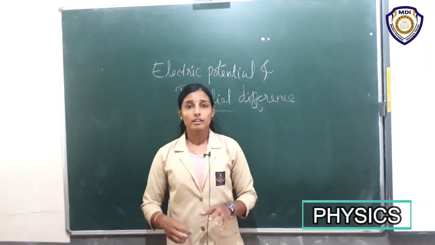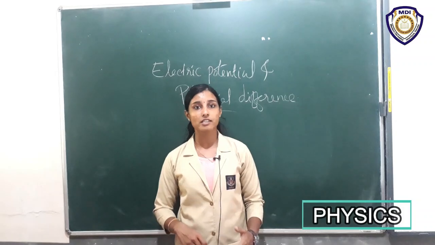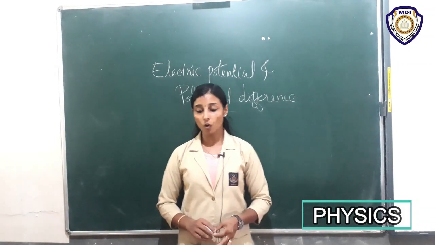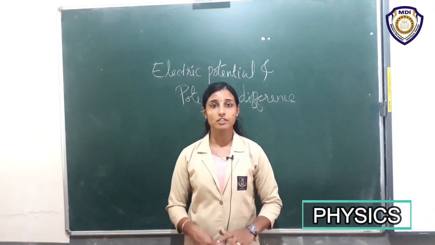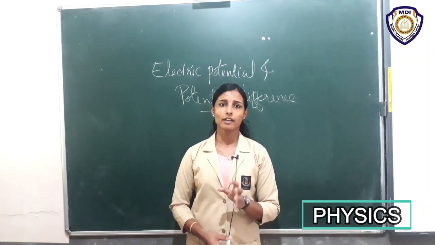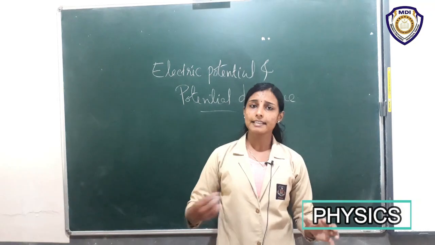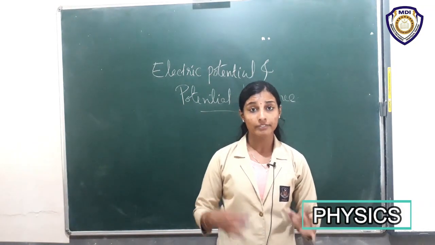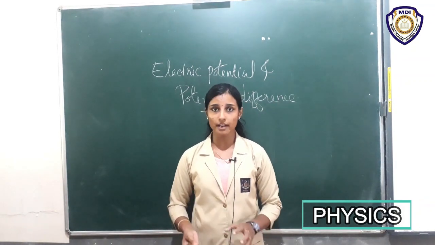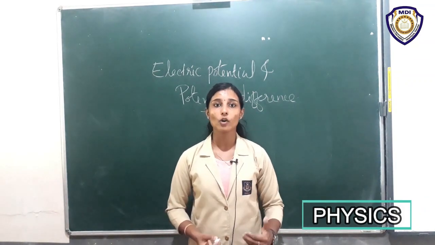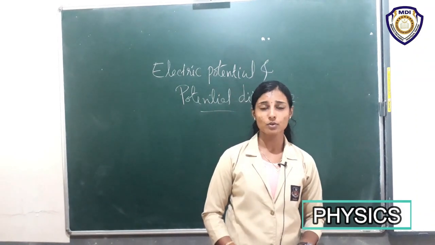Now we know what electric current is. It is the flow of charge per unit time, right? So now the question is, what causes the charge to flow through a conductor? There should be something that makes the charges flow. So what is the reason or the cause of this flow of charges? That is what we have to study.